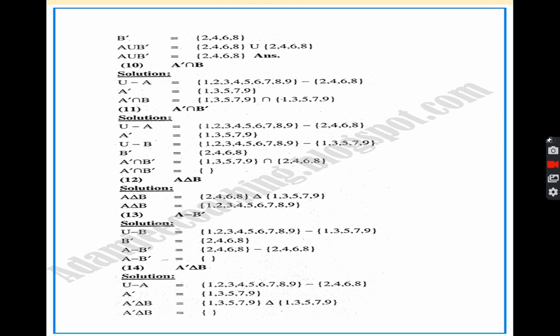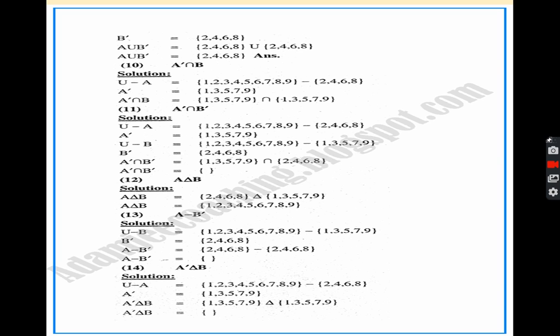A union B complement. Now put the value of A, 2, 4, 6, 8, union the answer which we found above, 2, 4, 6, 8. So the answer of A union B complement is equal to 2, 4, 6, 8. This is our final answer.